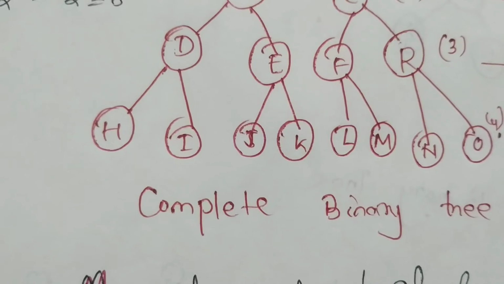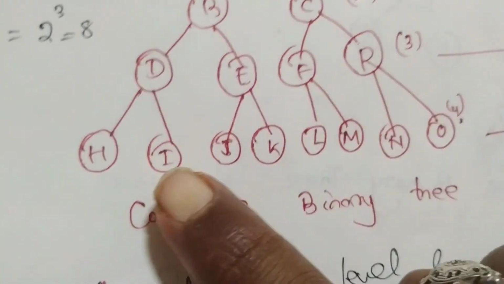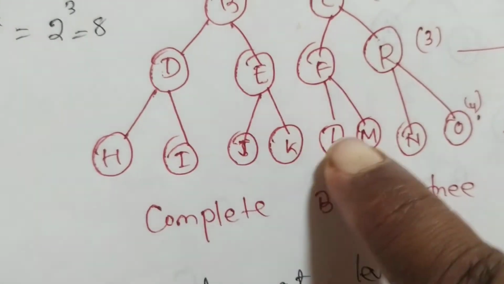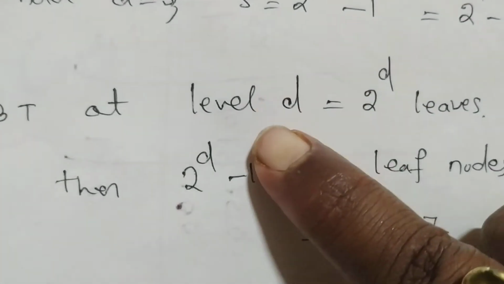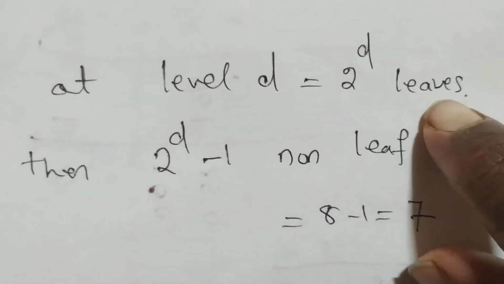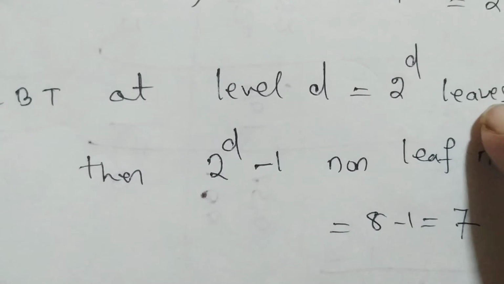And what is the formula to count the total number of leaf nodes? First you see how many leaf nodes: 1, 2, 3, 4, 5, 6, 7, 8. And what is the formula? The formula is 2 to the power D leaves. And the depth we already know is 3. So 2 to the power 3 is 8.